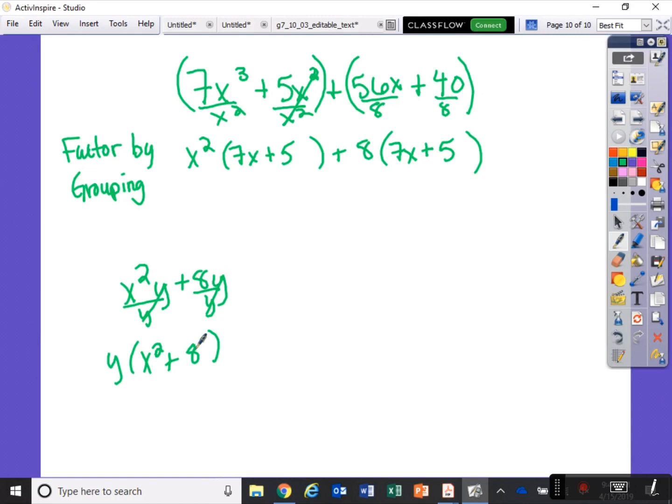Boom. What was y again? The 7x plus 5. The y just stands for those two parentheses that are the same. Now, you don't have to go through and do that y part. You just need to recognize that these two parentheses are exactly the same. Therefore, they're their own common factor.